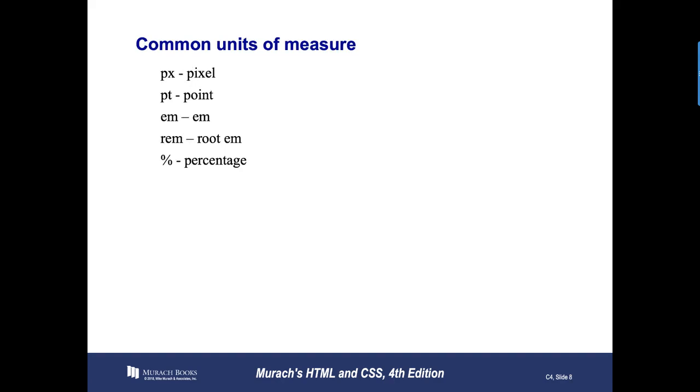Common units of measure. In fact, I think this is on a quiz. PX for pixel, PT for point, EM for M. And by the way, an M is the size of the capital letter M as the default size in a web browser. Rem or root M refers to the size of the root font, defined in, say, the body. M's are relative to their parent in the document object model, the web page DOM structure. And then percentage, right? You can say make this thing 50% or 200%. And again, there's an assignment in this module that's going to have you deal with that.